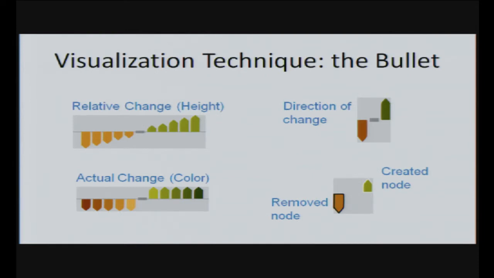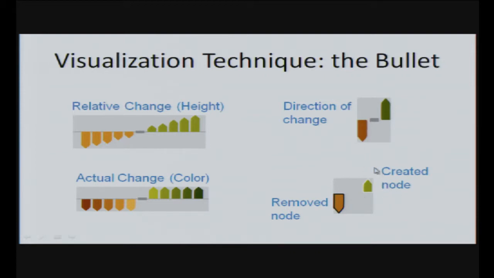So for the bullet view, we've got these little things that essentially look like bullets. The height of each bullet represents the relative change, like a percent of change or something like that. Then the color represents the actual change, and the direction of the bullet represents the direction of change, so a positive increase or a decrease.